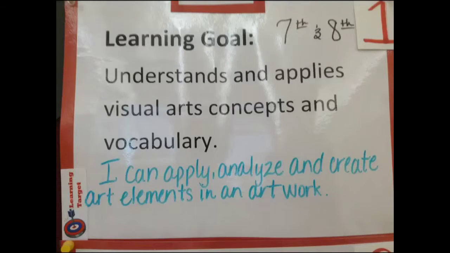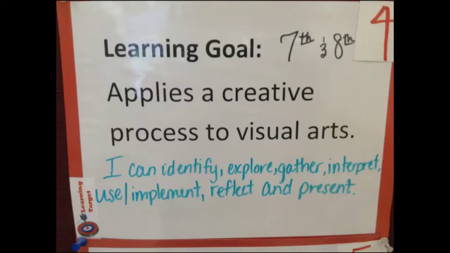I have two art goals that I was focusing on for the reflection writing. The first being understands and applies visual art concepts and vocabulary. Students were choosing an art element and principle vocabulary they used in their art piece and explained using the definition and how they used it. The second goal is applies a creative process to the visual arts. This means students are exploring, interpreting, implementing, and reflecting.